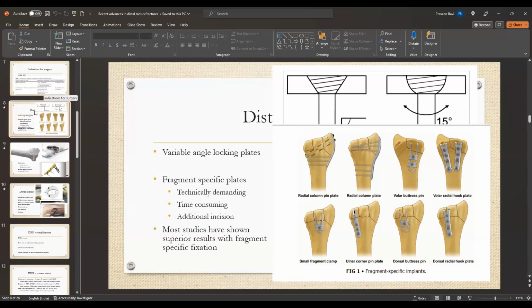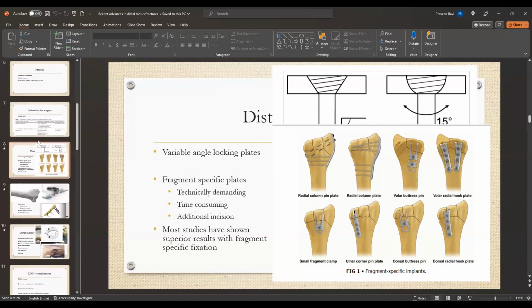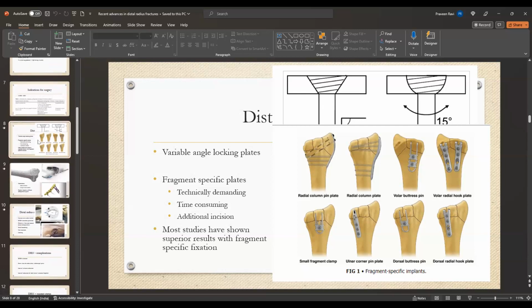I don't know. If you had seen last time when Darshan's talk was, he was talking about something called the spring wire concept, where he places a K-wire, bends it, and puts a plate over it. But AO doesn't talk about it. It's for the small mini fragments: 1 mm K-wires, bend the wire and put the plate over it. I forgot the name. Was it the spring plate concept? Yes, the spring plate concept.